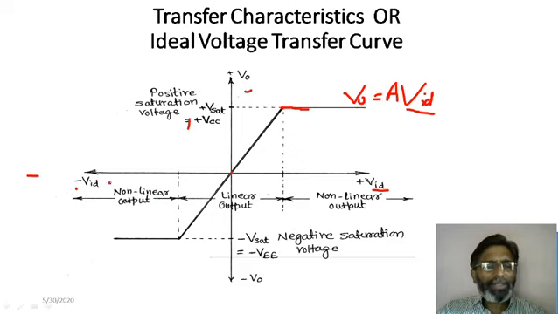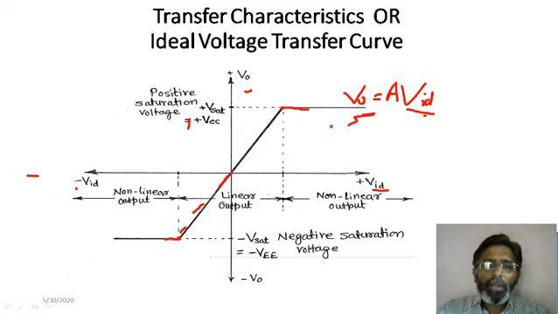When your VID is negative, at that time your VO will also be negative. So when VID is increasing on the negative side, your output will also increase on the negative side, up to this point. This is the peak value. After that it doesn't change, and even if VID increases, it will remain constant. So these are the characteristics. You can see the output of the op amp doesn't exceed beyond a certain level, and that level we call the saturation level.